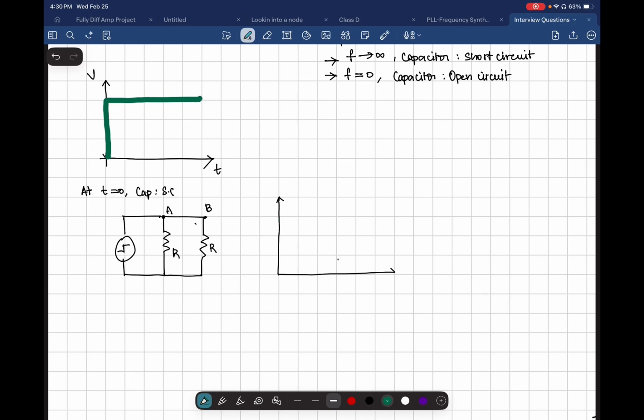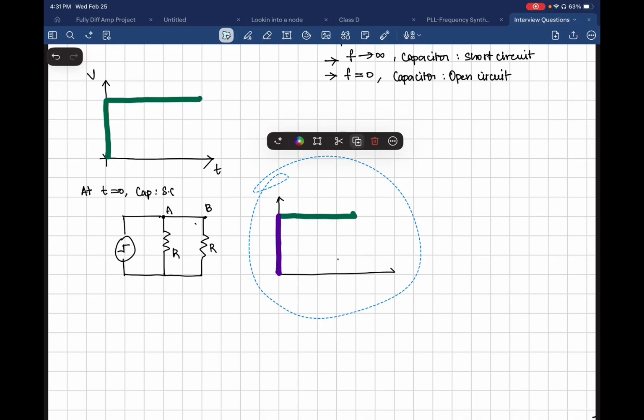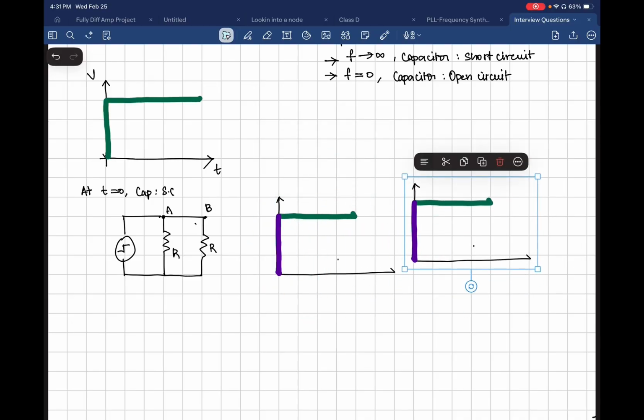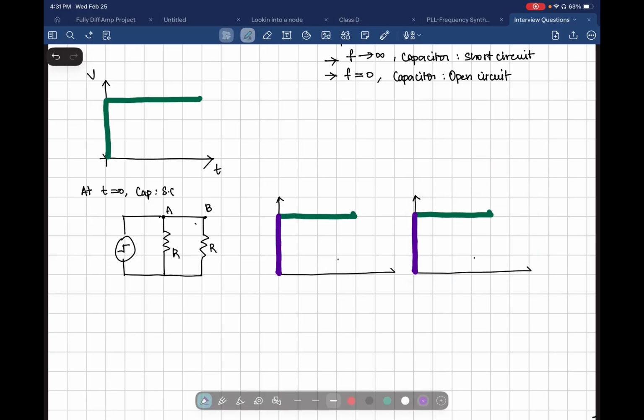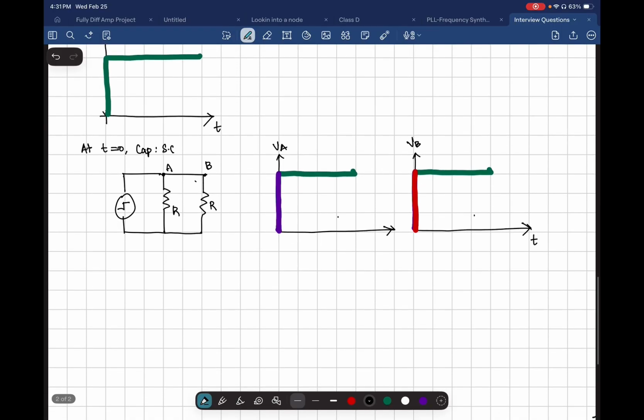I'll try to use different colors. So this is our input, and node A, the voltage at node A will be like this at t is equal to 0. And the voltage at node B will also be the same. Voltage A, this is voltage B. There you go. Now let's move on to the next part.